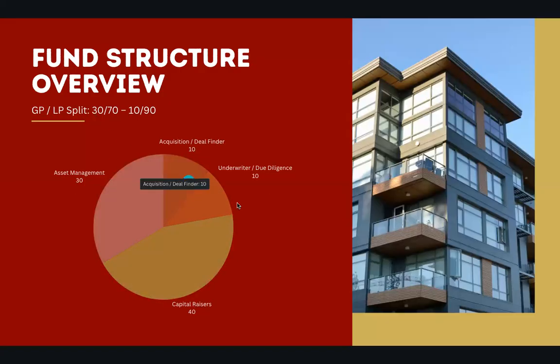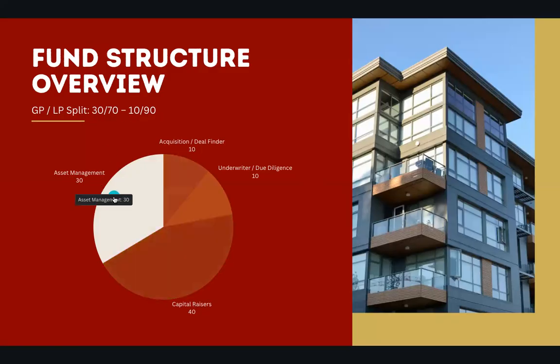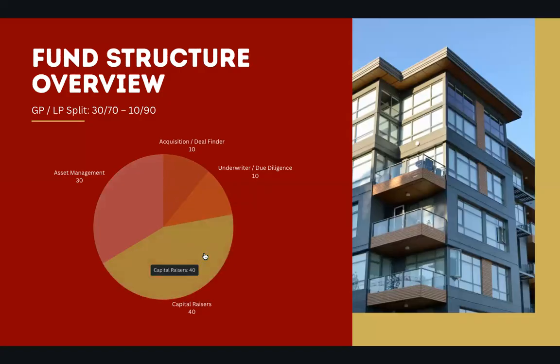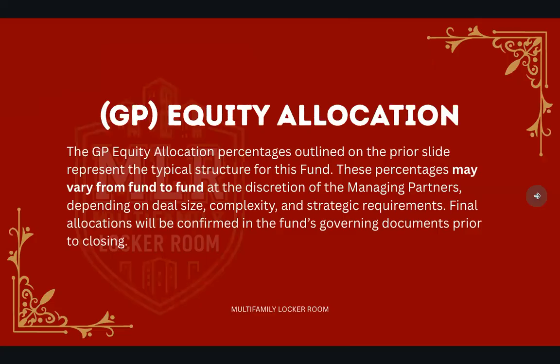Now, this also changes from time to time. This is our GP allocation, where 30% of income will go to the asset management team. We have an acquisition and deal finding team that's doing due diligence and underwriting as well here. And then capital raisers are allocated 40% of the fund. You guys are very important. These deals don't happen without capital. Therefore, 40% of the fund is allocated towards capital raisers.